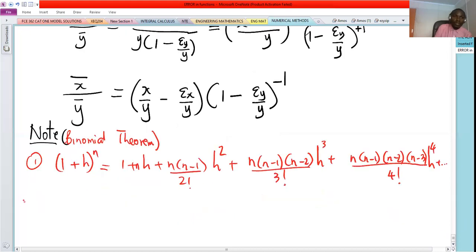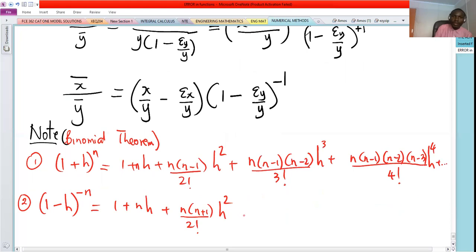Or another version of the same binomial theorem is 1 minus h raised to power minus n is 1 plus nh plus n into n plus 1 over 2 factorial h squared plus n into n plus 1, n plus 2 over 3 factorial h power 3 plus other several terms.